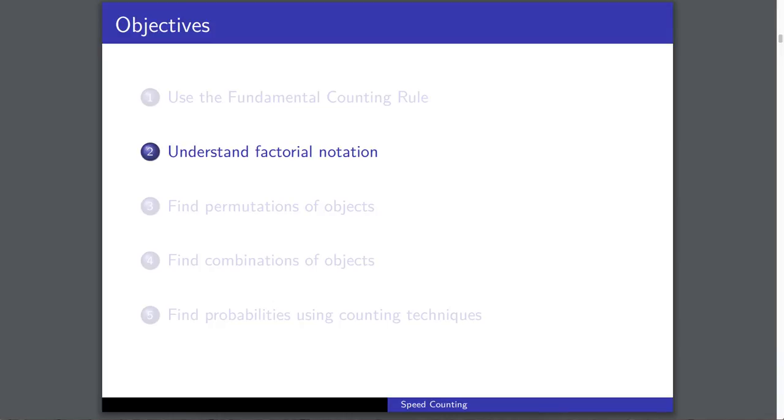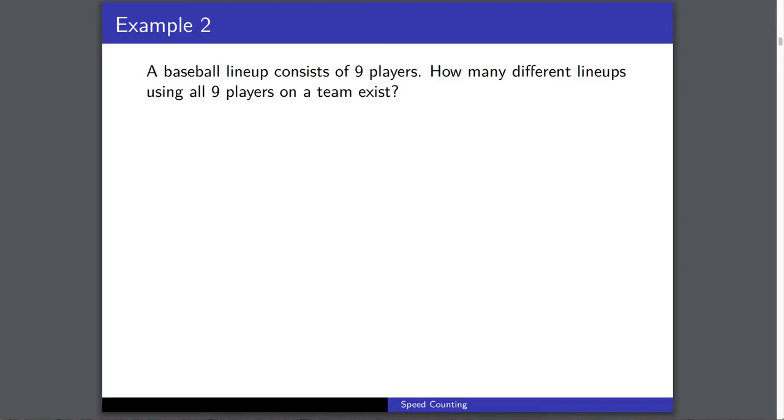All right, in this video, we're going to look at understanding and using factorial notation, which is a little bit related to the fundamental counting rule that we talked about in the last video. So again, let's take a look at another example just to help introduce the idea of factorial notation. Example 2: a baseball lineup consists of 9 players. How many different lineups using all 9 of the players on a team exist?